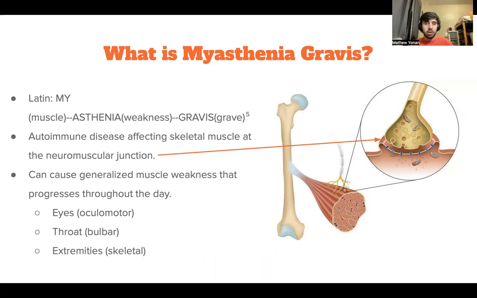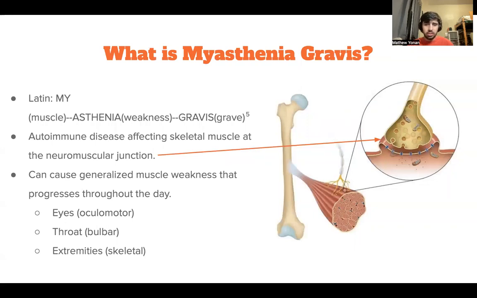So it's essentially an autoimmune disease that affects the skeletal muscle at the neuromuscular junction. Autoimmune disease means that it's caused by the person's own immune system, and it affects skeletal muscle, which is muscle that is connected to tendon, which is connected to bone, as you can see in the picture here. And it's at the neuromuscular junction, which is where the arrow was pointing to, where the neuron of the nerve that is innervating that skeletal muscle essentially synapses with the muscle, the motor end plate.